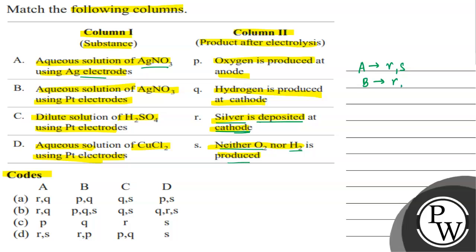सो आर इज करेक्ट. एंड ऑक्सीजन इज प्रोड्यूस्ड एट एनोड. वी जस्ट look into the reaction. हमने अभी अभी देखा reaction and oxygen is being produced at anode.